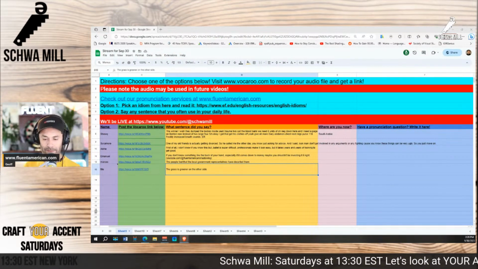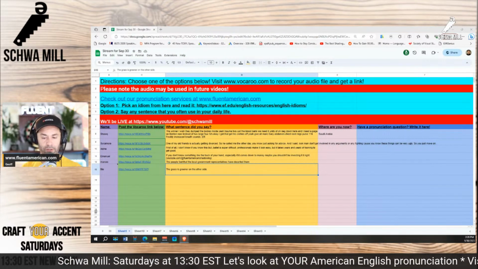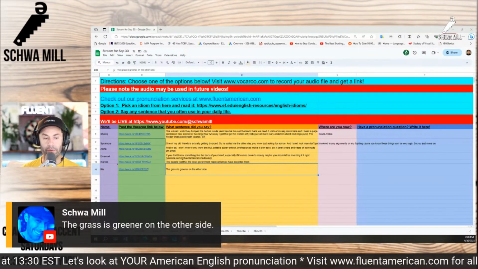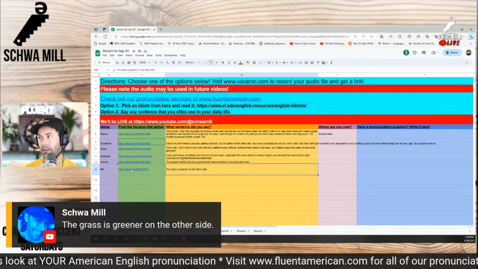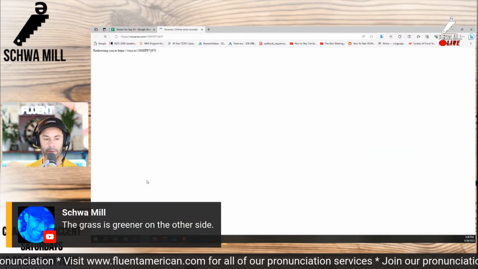Grass is green on the other side. A lot of times when you hear that expression, you'll hear always, like the grass is always greener. Some people will just say that too. The grass is always greener. They won't even say the full phrase. All right. Let's see what we got here. This could be anything.